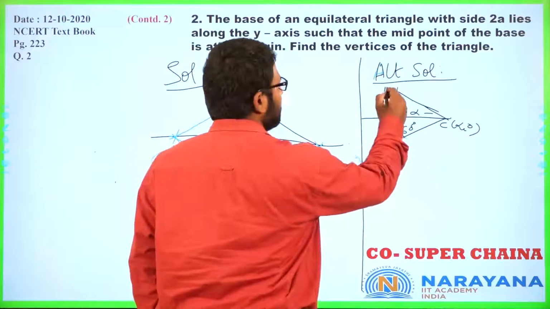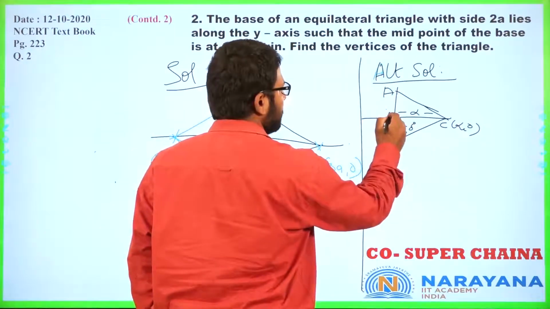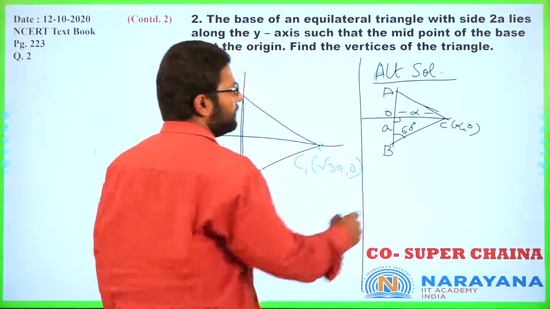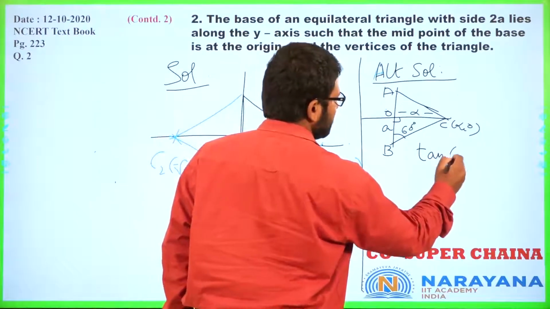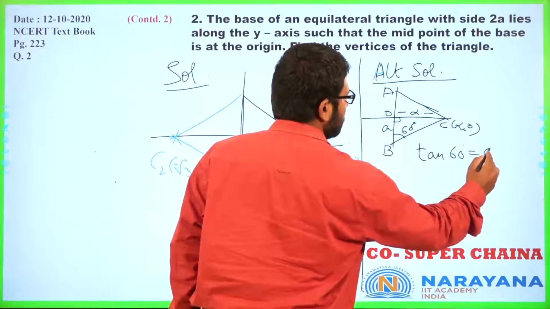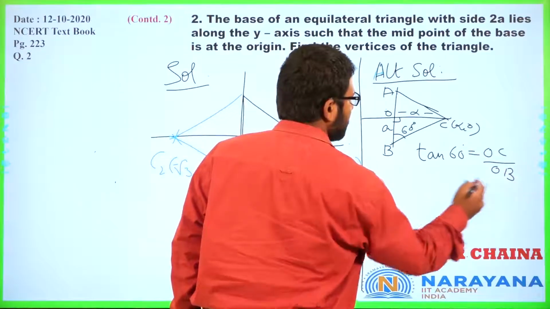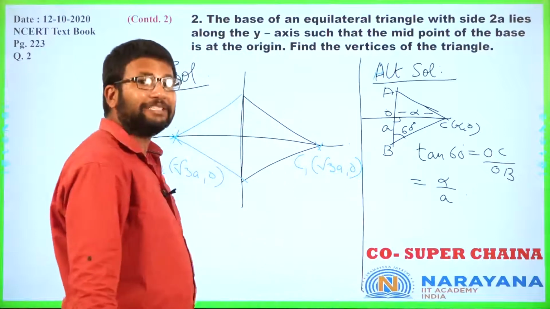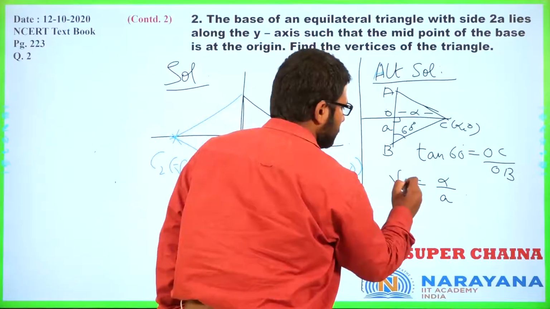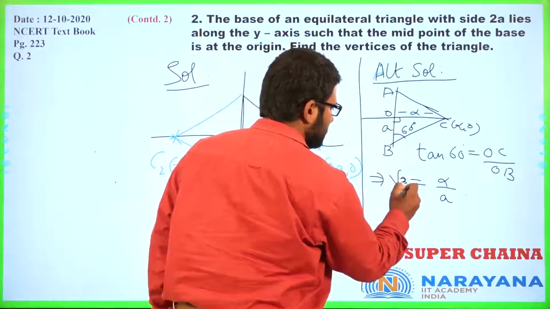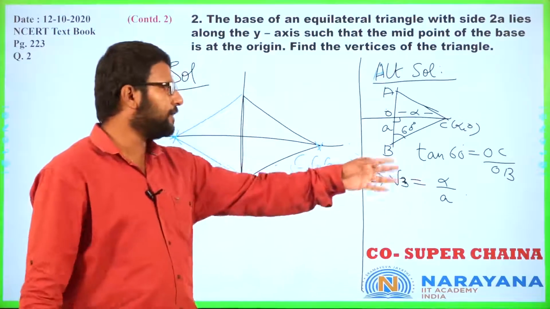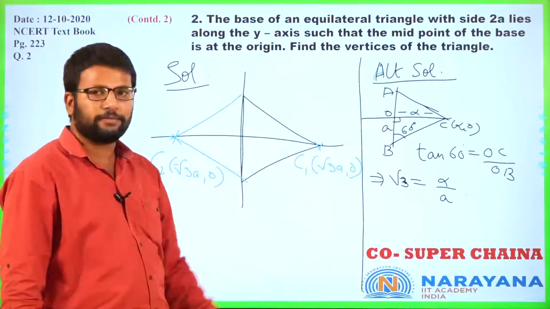Now let us label them A, B and C, and call this point O. We know this is a right angle triangle. So tan 60 degrees is OC upon OB, which is actually alpha upon A. And what is tan 60 degrees? Root 3. Correct? Just take A there, alpha is root 3 A.